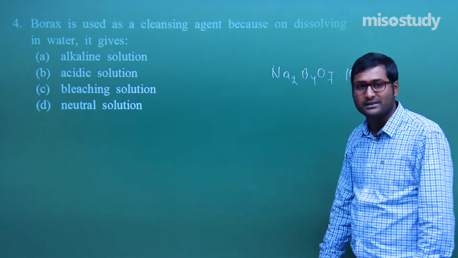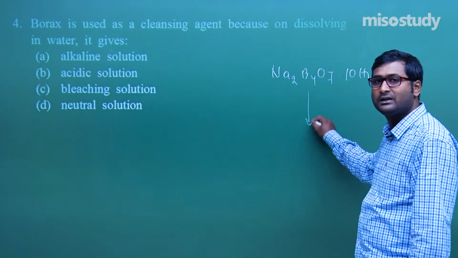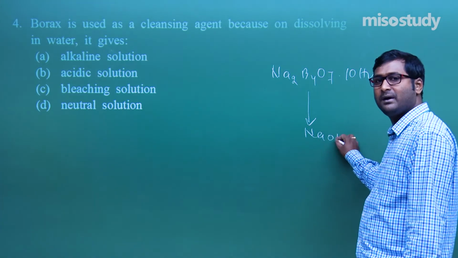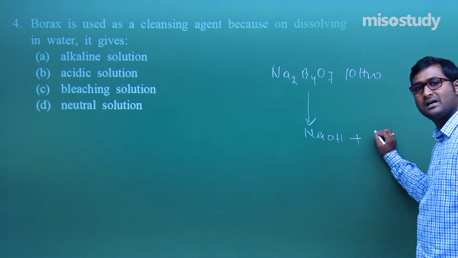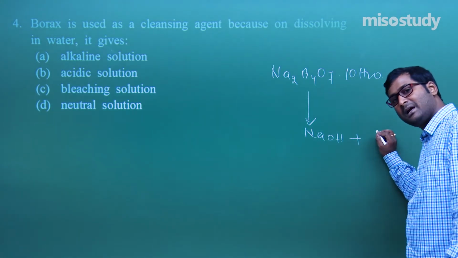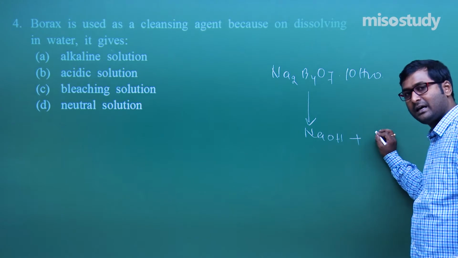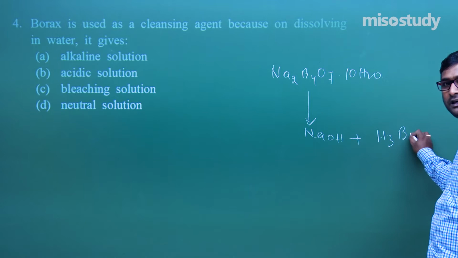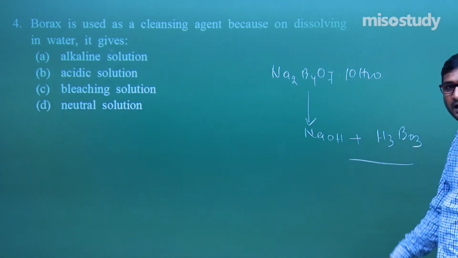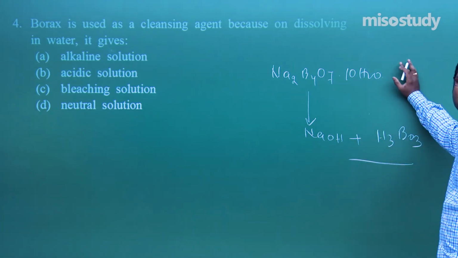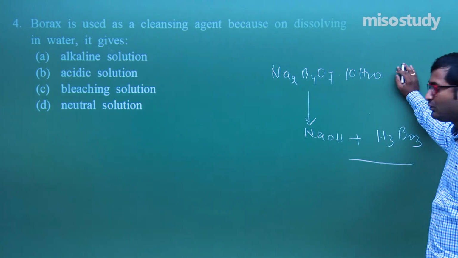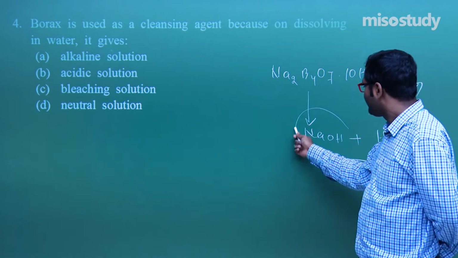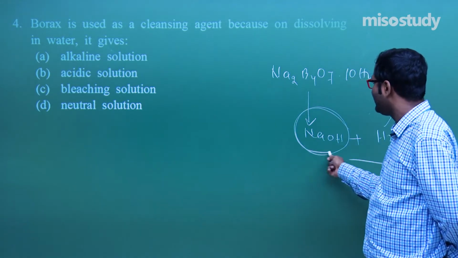What will happen in this case? When dissolved in water, it will give you NaOH. Do you remember? Again I am repeating, I have discussed these things in my lecture. Clear? Now it gives NaOH, and the next one is H3BO3. Now tell me, as we know NaOH is a strong base and H3BO3 is a weak acid, so the solution is alkaline in nature.